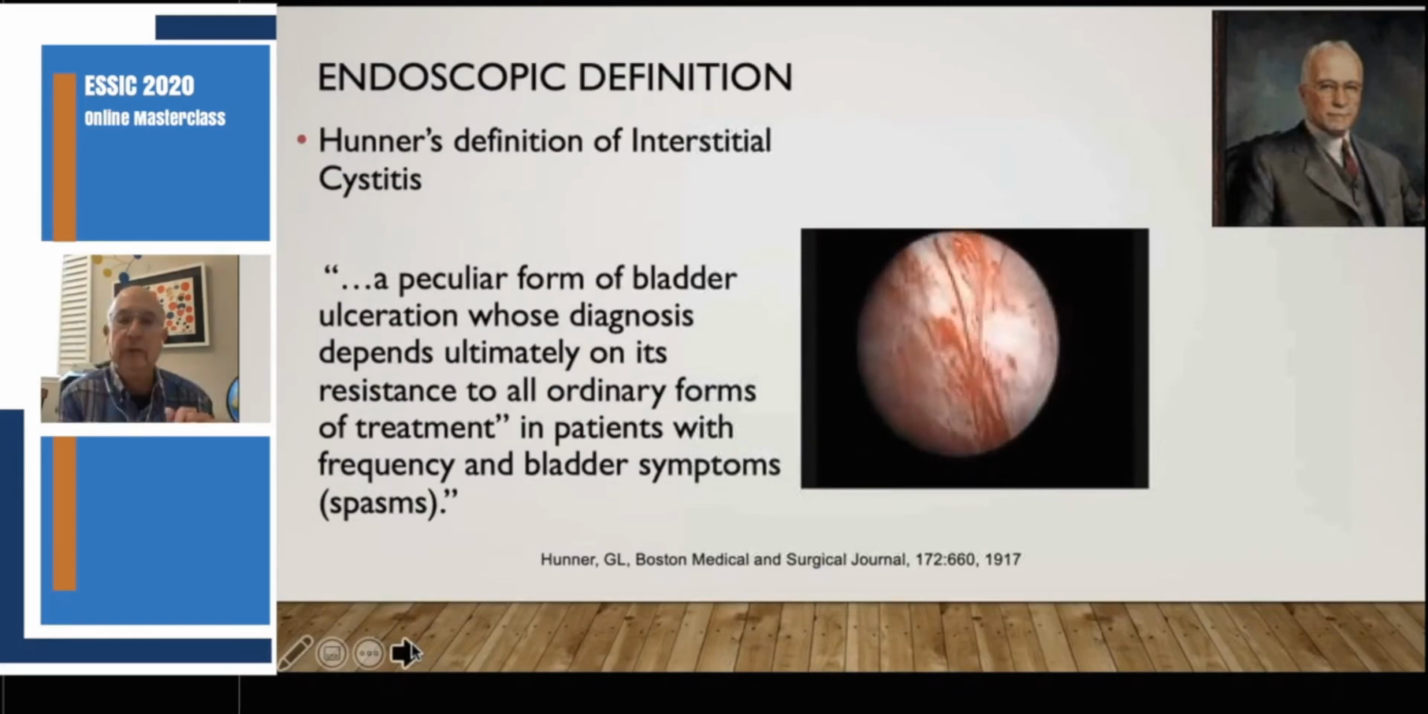diagnosis. He was a gynecologist at Johns Hopkins, and he described a peculiar form of bladder ulceration whose diagnosis depends ultimately on its resistance to all ordinary forms of treatment in patients with frequency and bladder spasms. And this was his definition of interstitial cystitis.